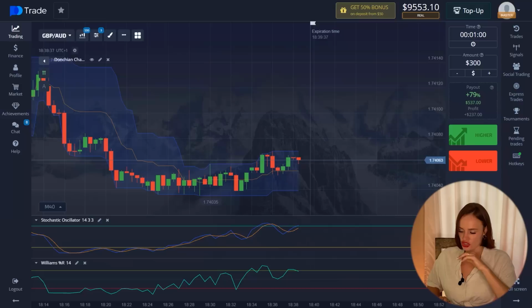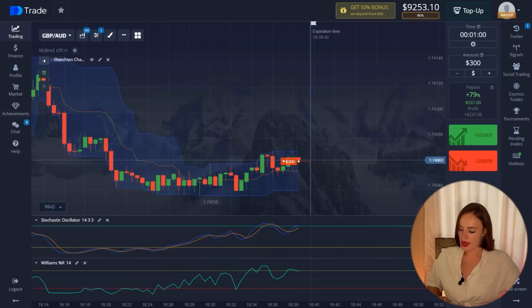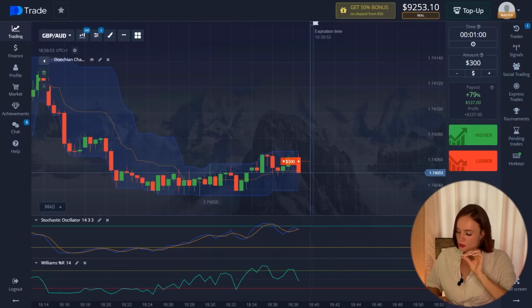I make a decision and open a deal for the price movement below. The bid is $300 for 1 minute as always. At the time of opening the transaction, the lines of the stochastic indicator also began to make a reversal to change the direction of movement. As can be clearly seen, after the opening of the transaction, the price began an active decline.